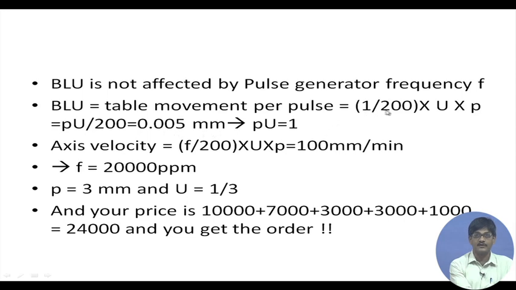So, if we simplify, collect all the terms properly, we have p into u divided by 200. So, we have written here p into u divided by 200 should be equal to 5 microns, which gives us p u equal to 1.